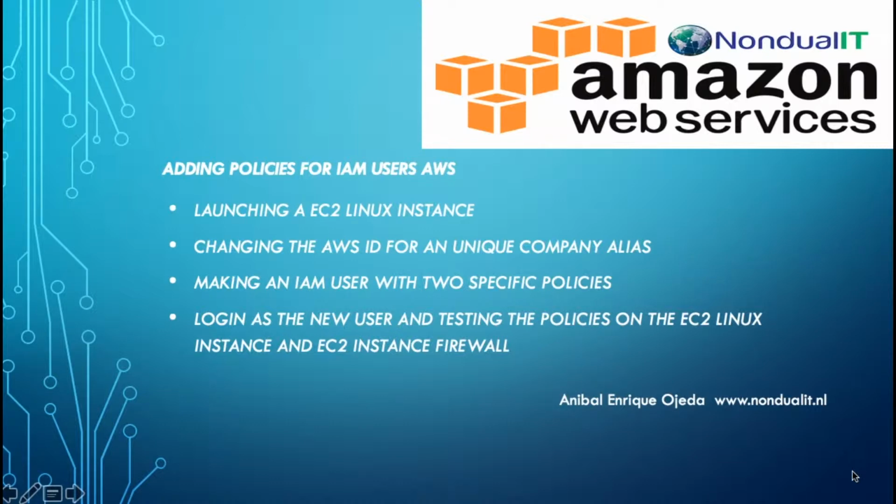Okay, for this lab, first I will make an EC2 Linux instance. We're launching a new instance. I will change the Amazon Cloud ID for an alias, your company alias. I will make a new IAM user with two specific policies. The first policy will be a firewall editing policy, and the second policy will be a stop and start of the instance we made in the beginning.